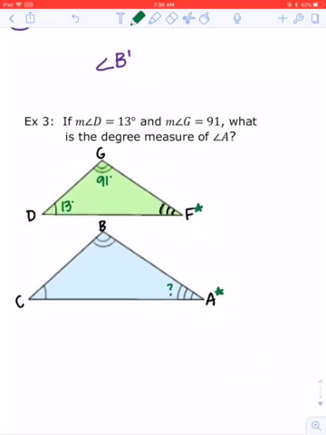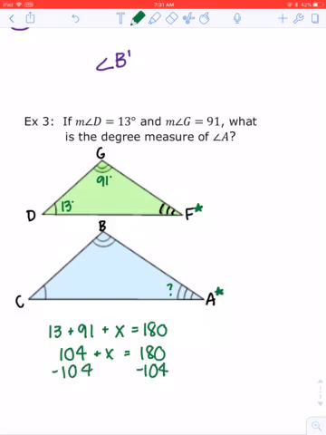So I use my knowledge of my notes from yesterday with angle relationships, and I know that 13 plus 91 plus x, our missing angle measure, equals 180. So that would be 104 plus x equals 180. I isolate my variable, and I get x equals 76 degrees. So that immediately applies to angle F, but because these two are corresponding, then I know that the measure of angle A equals 76 degrees.